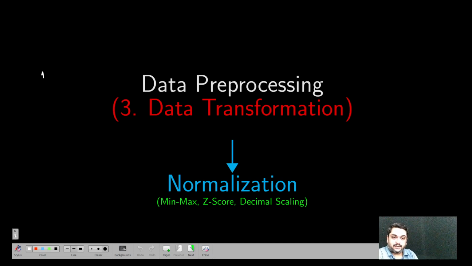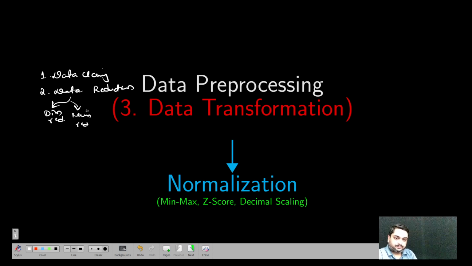Initially we started with the first step in data processing, which is data cleaning, then data reduction. In that we saw three different categories: dimensionality reduction, numerosity reduction, and data compression techniques. In that you have seen different algorithms. So the next is data transformation, normalization.